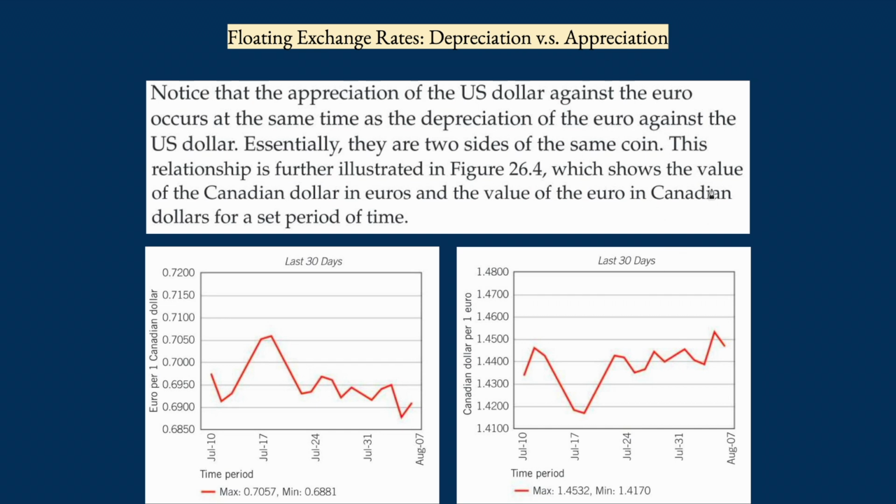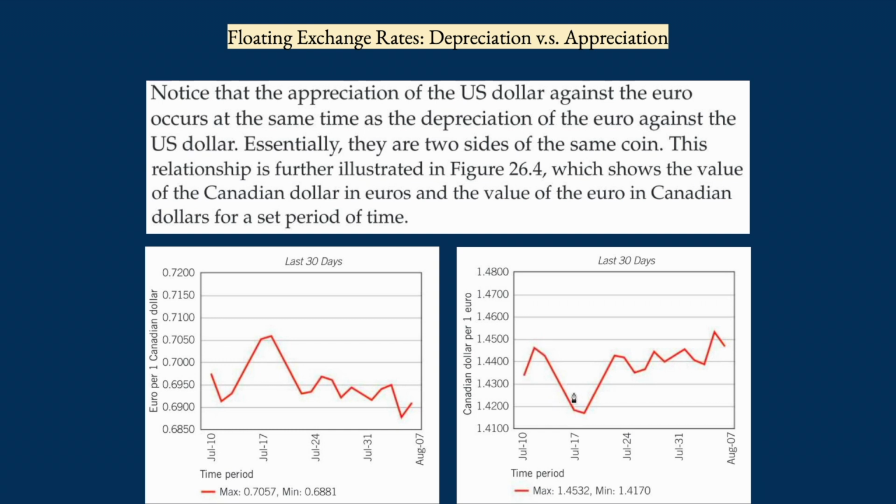And given by the textbook, this relationship can be further illustrated in the two diagrams below, whereby it shows the value of the Canadian dollar in euros and the value of the euro in Canadian dollars for a set period of time. So as you can see here, where the red line on the graph is highest means it's worth more, and where it's lowest means it's worth less. Starting with the one on the right, if the value increases, we can say it's appreciating, and as it decreases, it's depreciating.